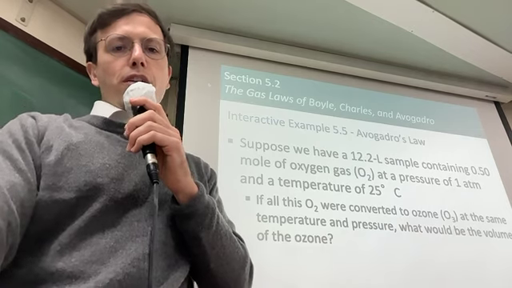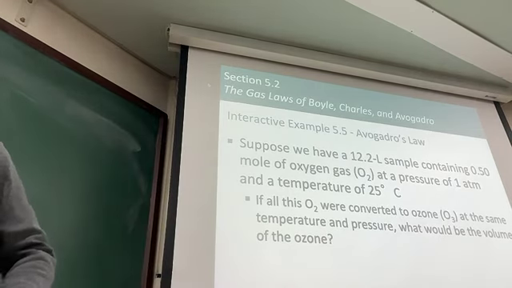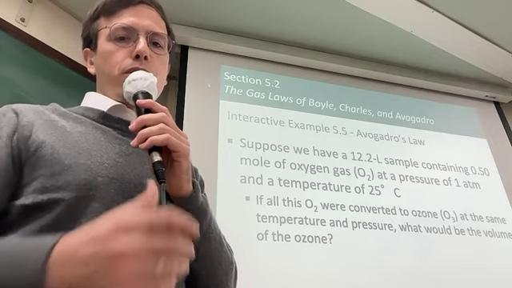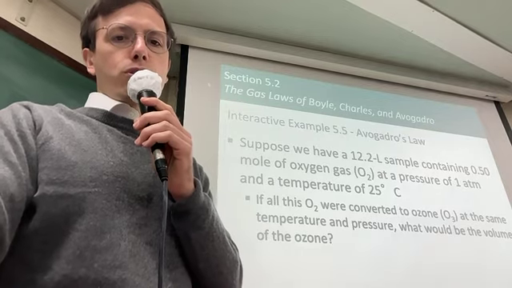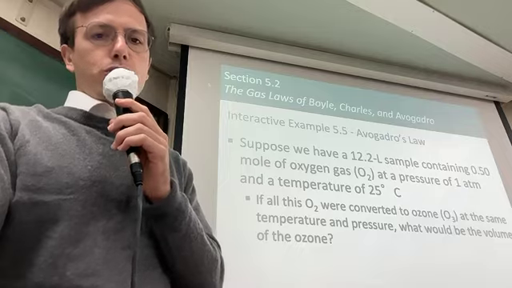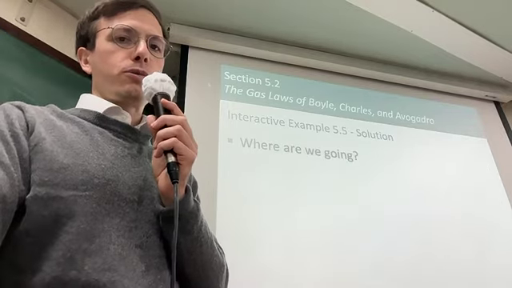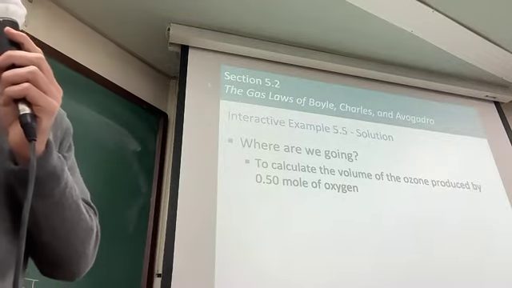So suppose we have a 12.2 liter sample containing 0.5 mole of O2 at a pressure of 1 atmosphere and temperature of 25 degrees. If all this O2 were converted to ozone at the same temperature and pressure, what would be the volume of ozone? For this, we have a chemical reaction, so we should also write down the chemical equation.